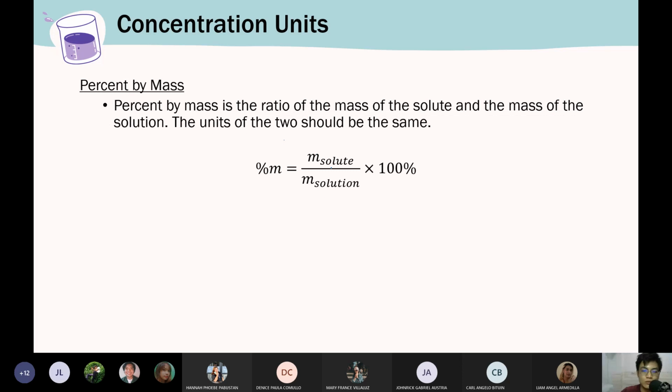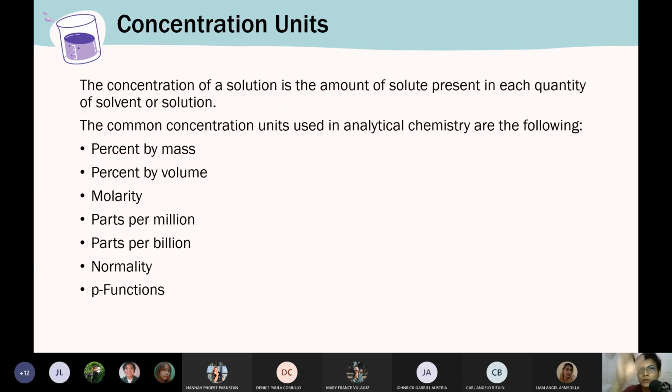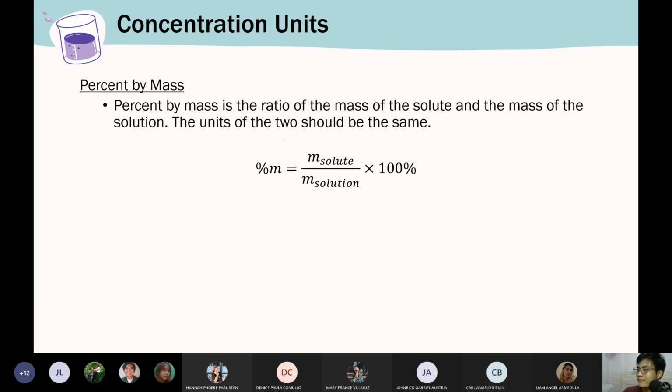Always nasa taas yung solute. Always nasa baba yung solution. Okay? Kahit anong concentration unit yan. Solute over solution yan. Okay? Another thing to keep in mind is that the mass of your solution is the sum of its component parts. No? Kung ano yung mass ng solution, equal yan sa mass ng components mo, such as the mass of the solute plus the mass of your solvent. So basically, yun yung mass ng solution.